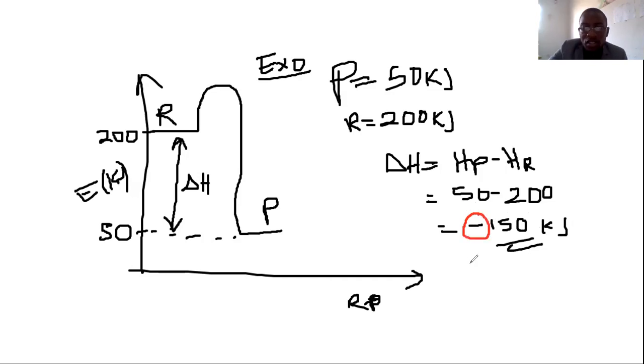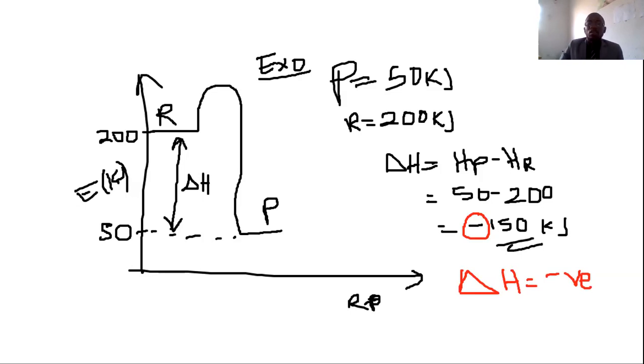Our interest is the negative sign. So what this simply means is that for an exothermic reaction, your enthalpy change is always a negative value. So whenever you get an enthalpy change which is negative, it basically means that that reaction is an exothermic reaction. So that is the meaning of what we have right here.